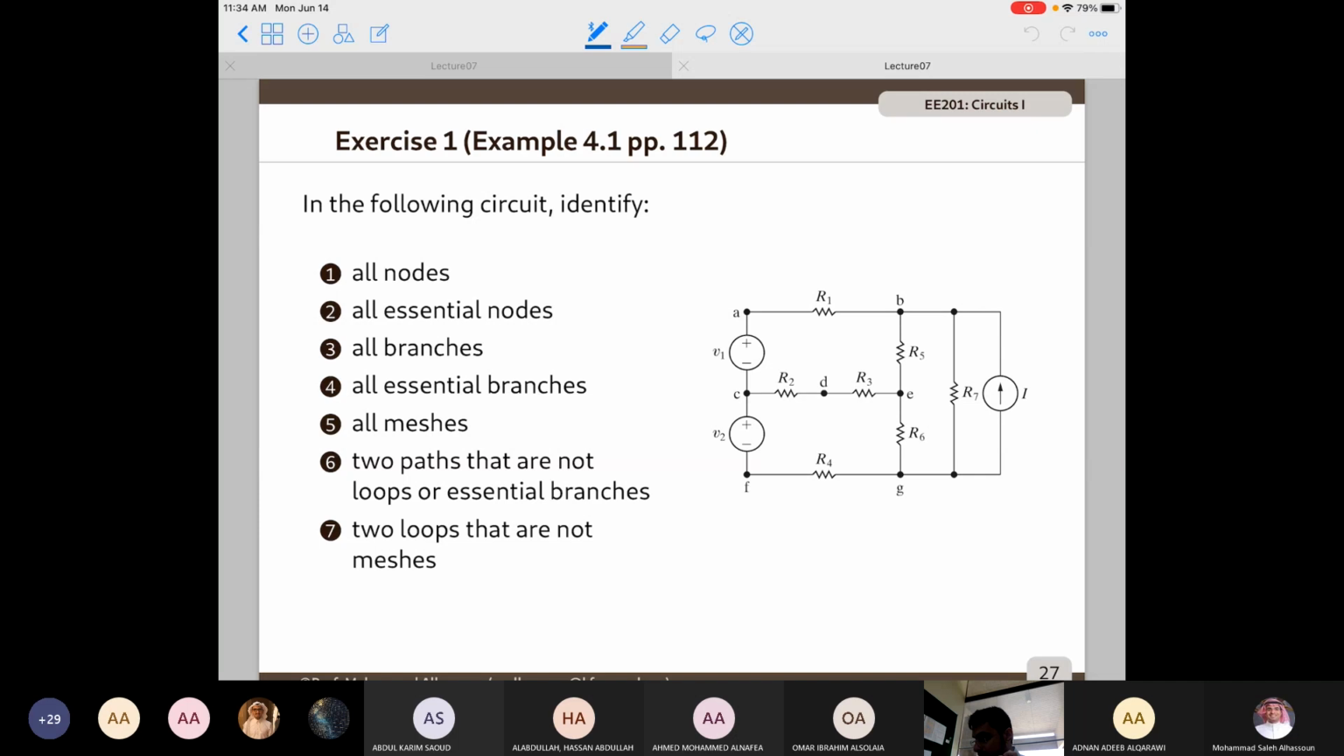And the last one is two loops that are not meshes. So for example, the one that we explained, this one is not a mesh because it encloses a loop. This one also is not a mesh because it encloses two loops, this one and that one.